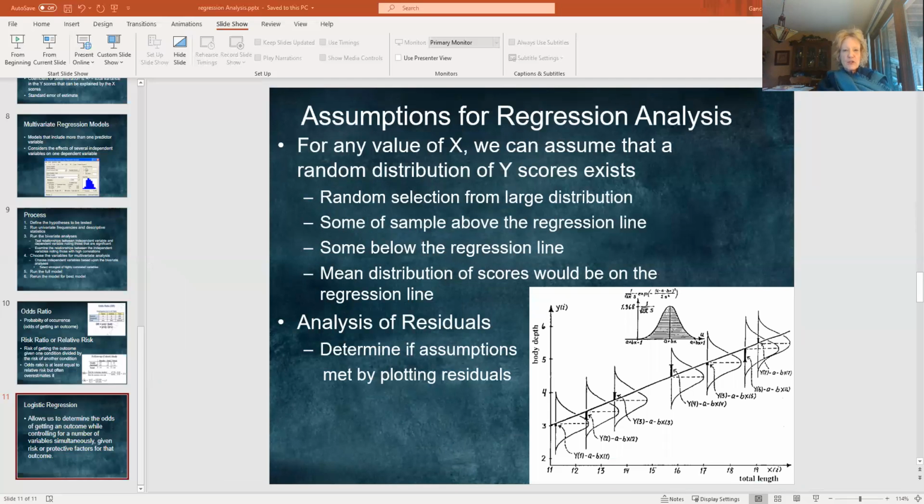So there are some assumptions we need to meet for regression analysis. For any value of X, we can assume that a random distribution of Y scores exists. So we need random selection from a large distribution. And some of the sample are going to be above the regression line and some are going to be below the regression line. And your mean distribution of scores would be on the distribution line. And the analysis of the residuals is what we're looking at here. And we determine if the assumptions are met by plotting those residuals.